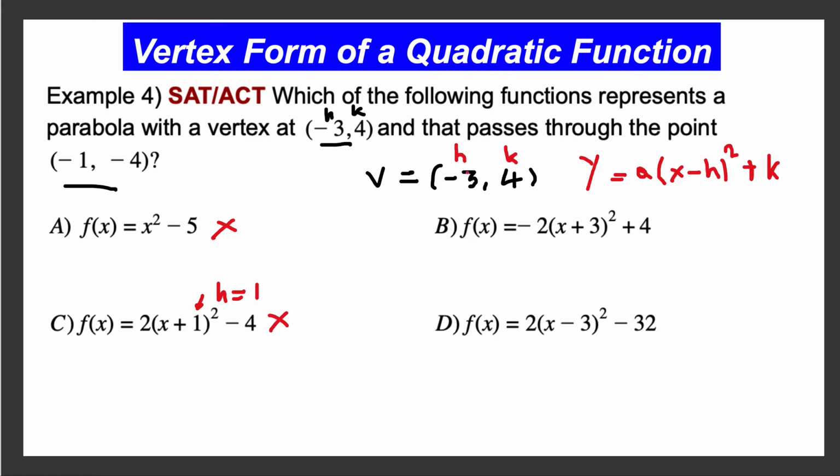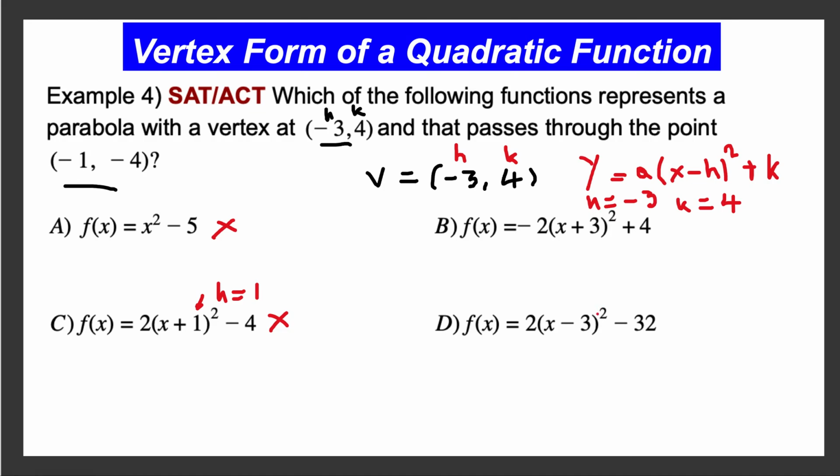And now this one here, h is minus 3. So look at this one here, h is minus 3. So this is a good answer. Even for k it is 4. You see, k is 4. So k is equal to 4. So this looks like the right answer.